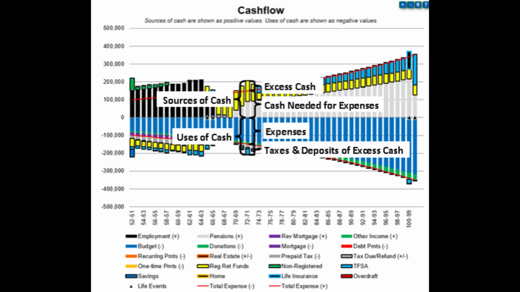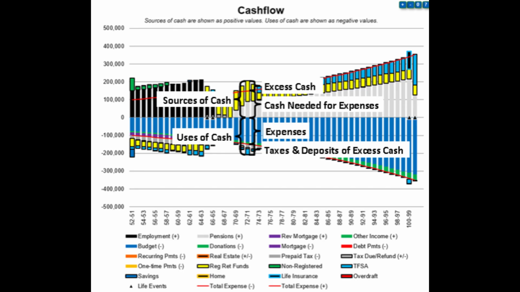The cash flow chart is key to understanding how your retirement is funded and how excess funds are invested to optimize your estate. Sources of cash are shown as positive values and include employment and pension income, account withdrawals, and other income that you specify. Uses of cash are shown as negative values and include your budget, charitable donations, taxes, loan payments, account deposits, and other expenses that you specify. In any given year, sources of cash and uses of cash are equal.